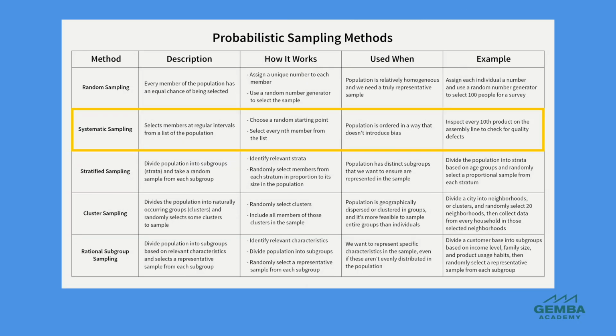We use systematic sampling to select members at regular intervals from a list of the population, often during a real-time operation. For example, a production process may inspect every 10th piece to check for quality defects. In cluster sampling, we divide the population into naturally occurring groups or clusters and randomly select some clusters to sample. For example, we may group a city into neighborhood clusters and randomly select 20 neighborhoods. Then we can collect data from every household in these selected neighborhoods.